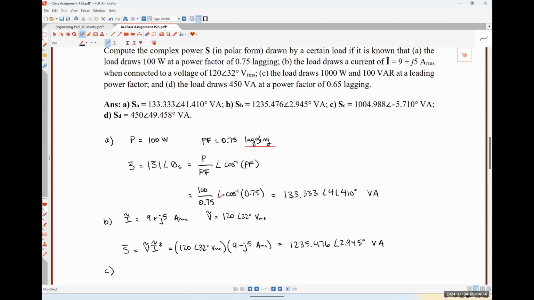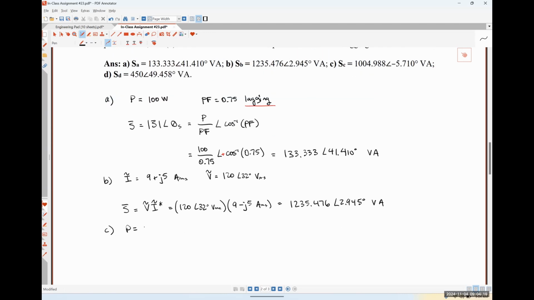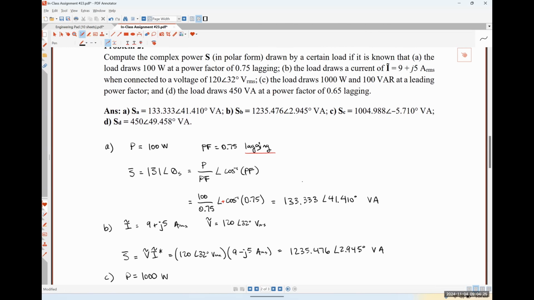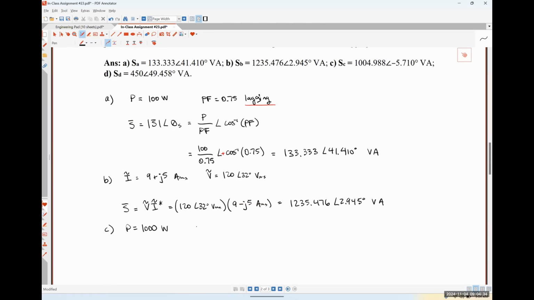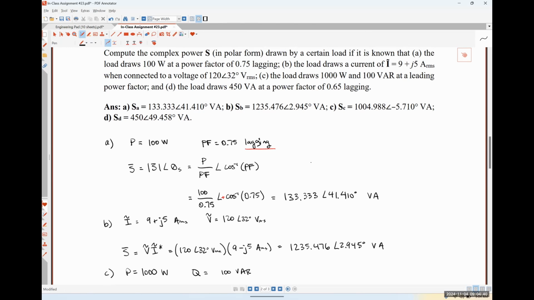We're told that the load draws 1,000 watts. So once again, what does it mean when we're talking about watts? Average power. So P is equal to 1,000. It draws 100 VARs. So when we're dealing with VARs, what part of the complex power are we talking about? Reactive power. So Q is equal to 100 VAR. And we're also told that it's operating at a leading power factor. A leading power factor means that theta S is a negative quantity.